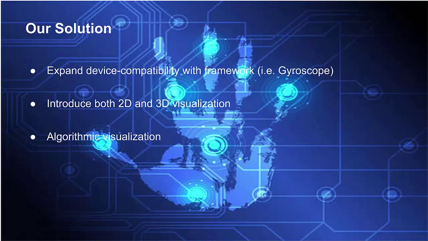In our version, the TAM Visualizer version 2.0, we expanded the device compatibility to the gyroscope, introduced 2D and 3D visualization for both the gyroscope and multi-touch visualizers, and in the multi-touch visualizer, we also added algorithmic visualization, things like circumcenter calculation, averaging of points, and the shortest Hamiltonian path.